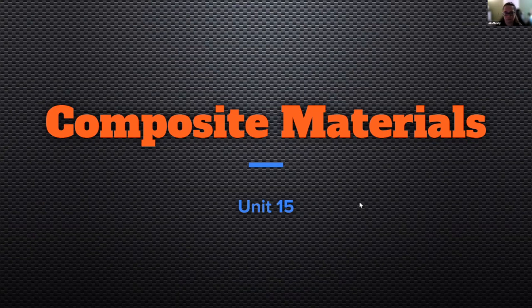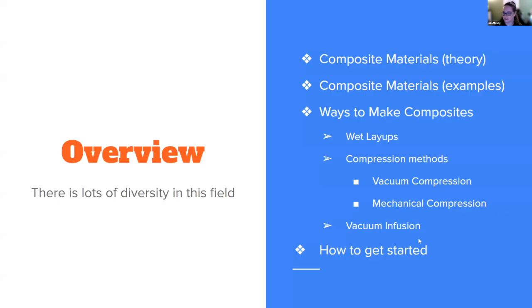So we're apparently in unit 15, composite materials. What were you saying, Corey? Yeah, the units come fast. Unit 15 is where I think we are by keeping track. Ish, yes.